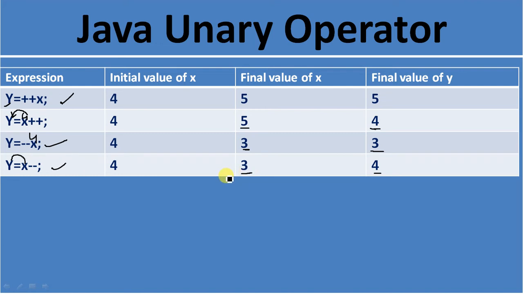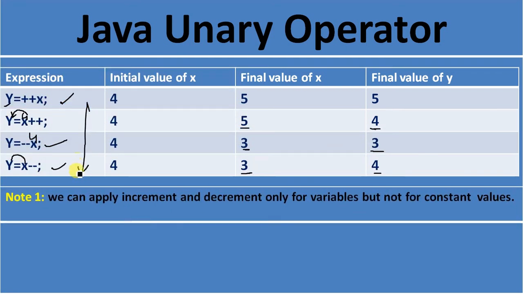So now you can see the final result of all these expressions. After the execution of these expressions, what is the final value of x and y? Now you can understand how the pre-increment, post-increment, pre-decrement and post-decrement operators work.